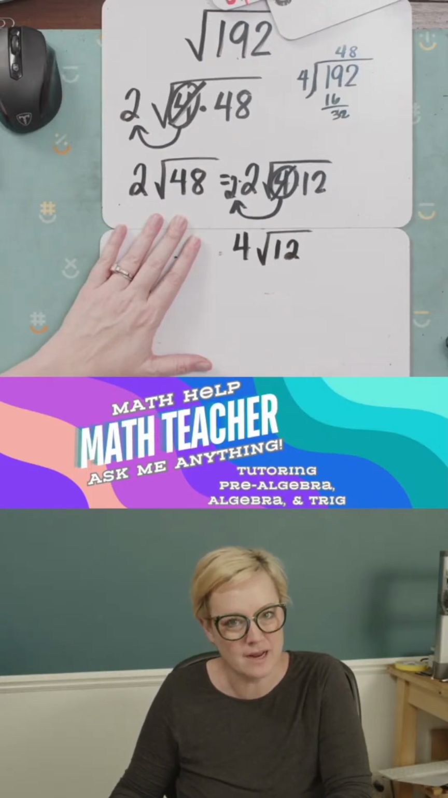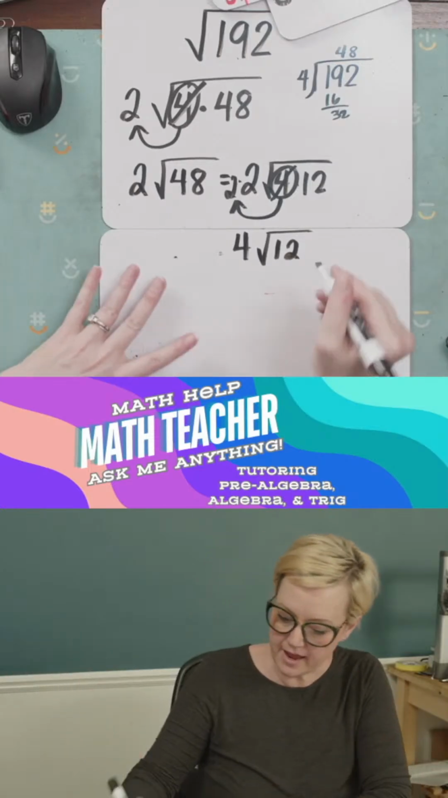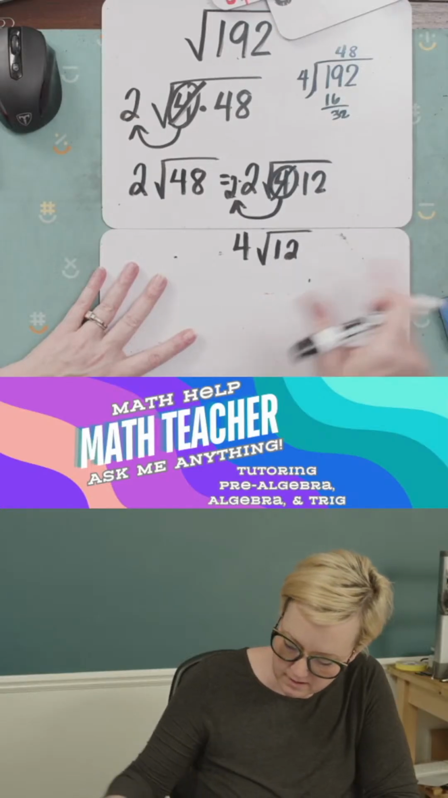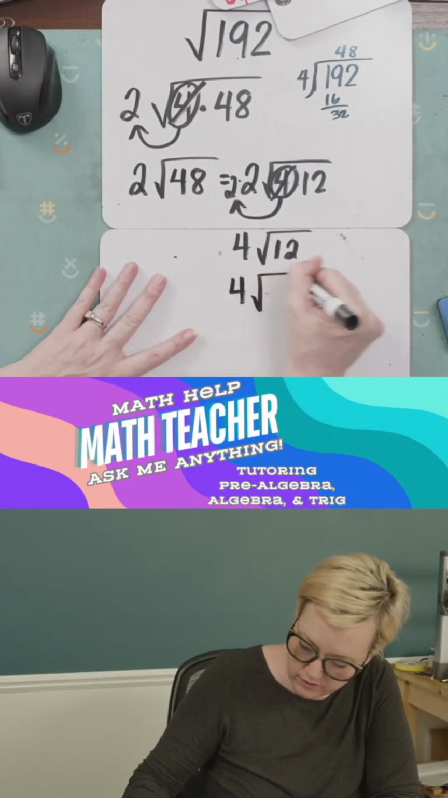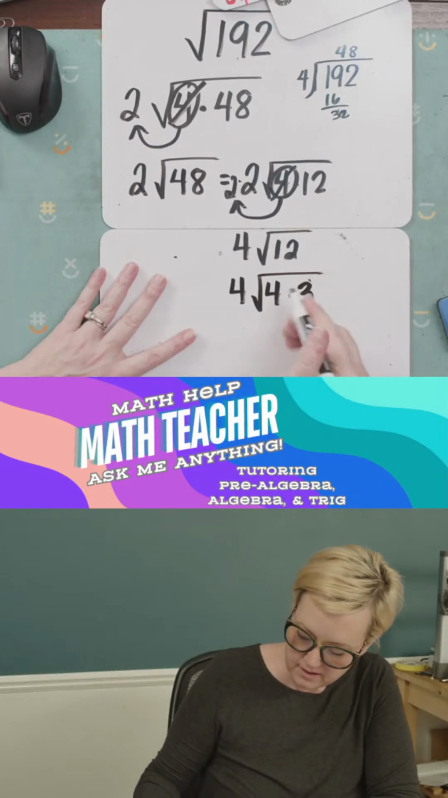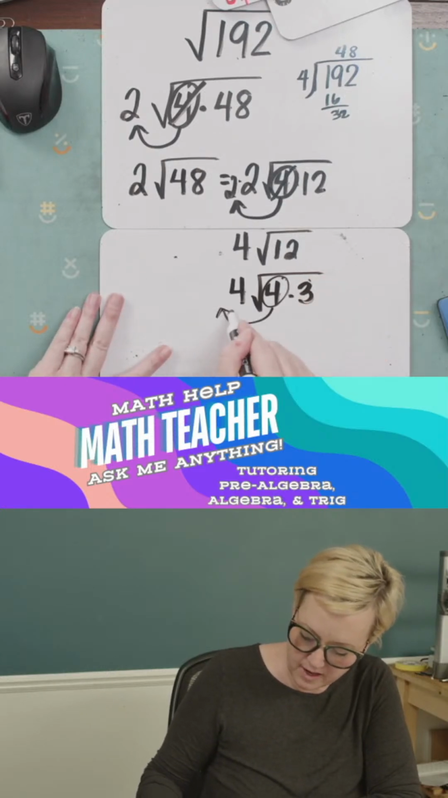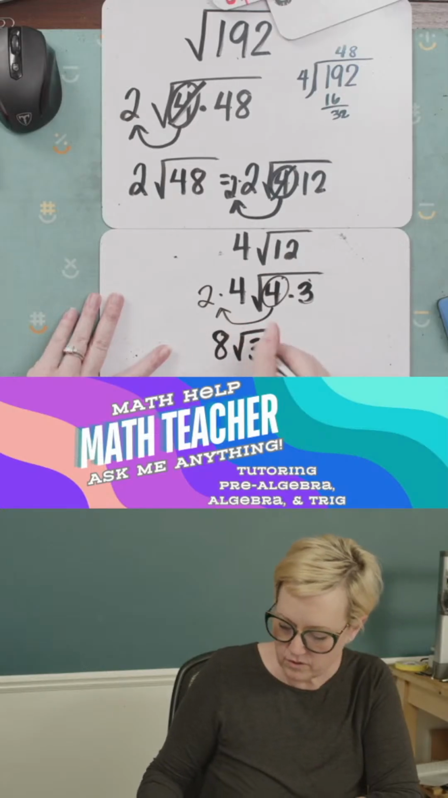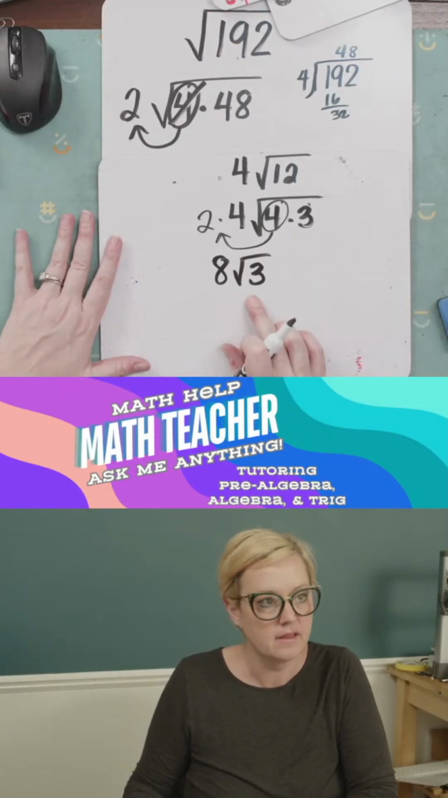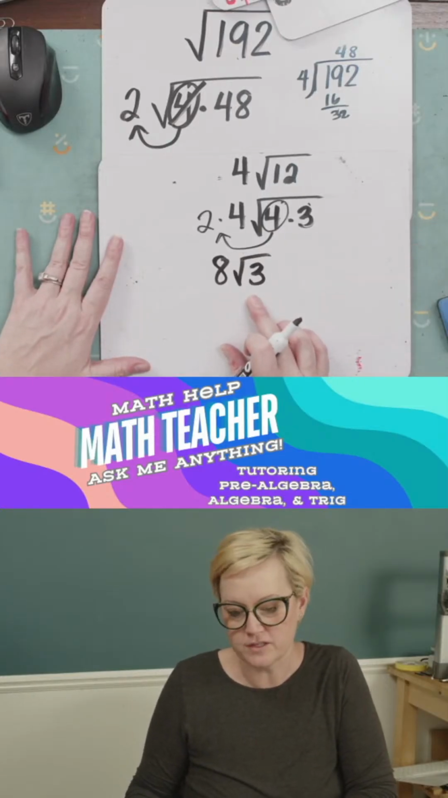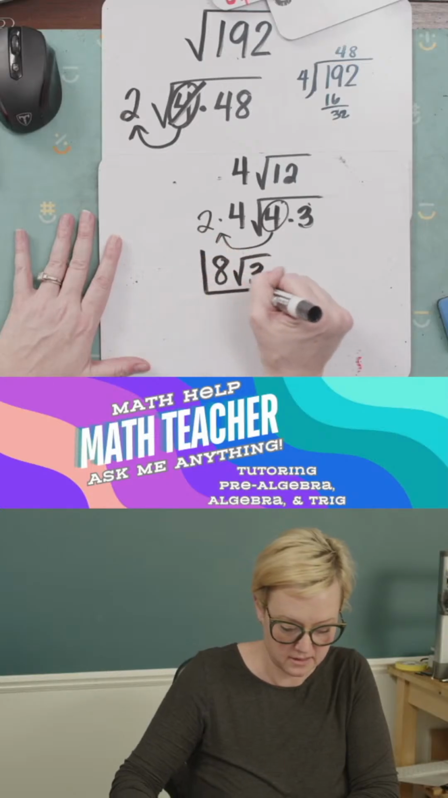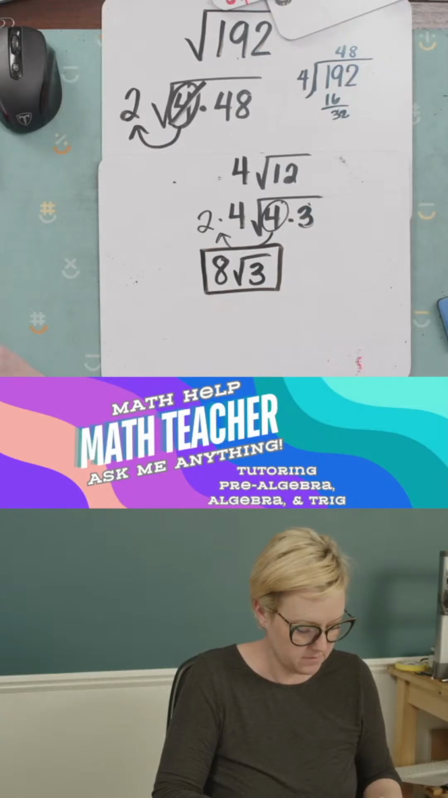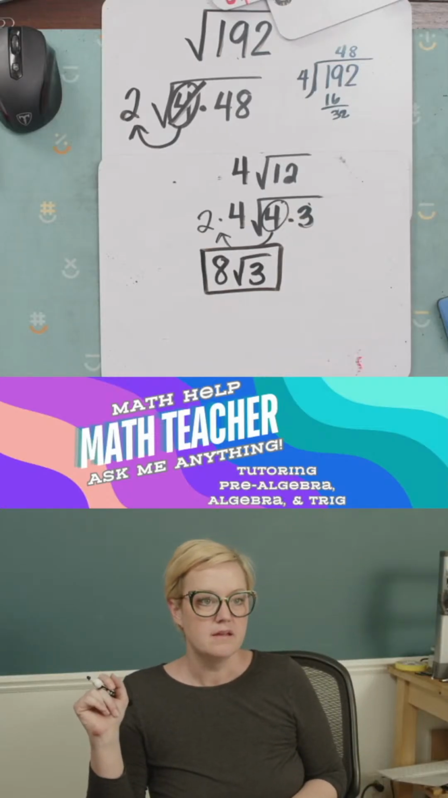But 12 is 4 times 3. So I can do it again, right? So 12 is 4 times 3. So I've got 4 root 4 times 3, right? The 4 comes out, becomes a 2. Got 2 times 4 root 3, so that's 8 root 3. And now I don't have any more perfect squares in there. So this is my simplified version, 8 root 3.